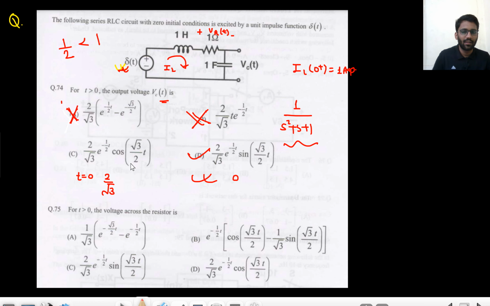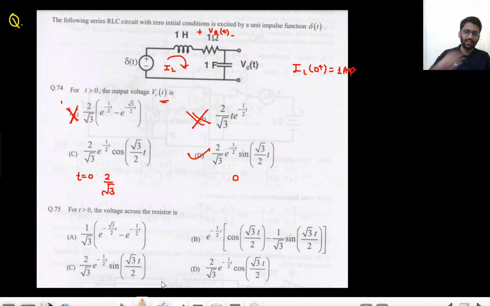It will take time. But if you are very good with the concepts, then you can certainly cut these two options by thinking about the damping. It is underdamped, so it has to have some sinusoid and cosinusoid. At t equals 0, what is the capacitor value? That is 0 volt. So if I put 0 in this option, I will get root 2 by 3. If I put 0 in this option, I will get 0. So this is my final answer. Are you getting my point? This is how I solve it.